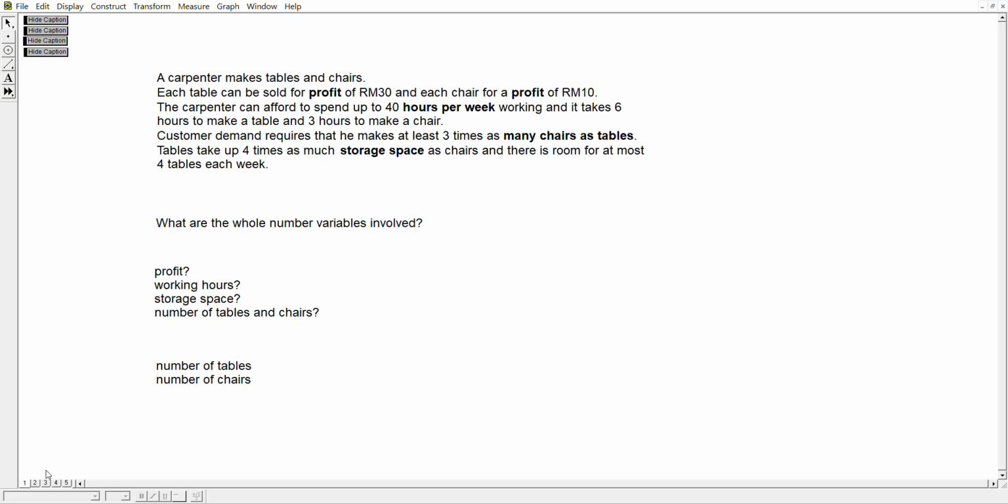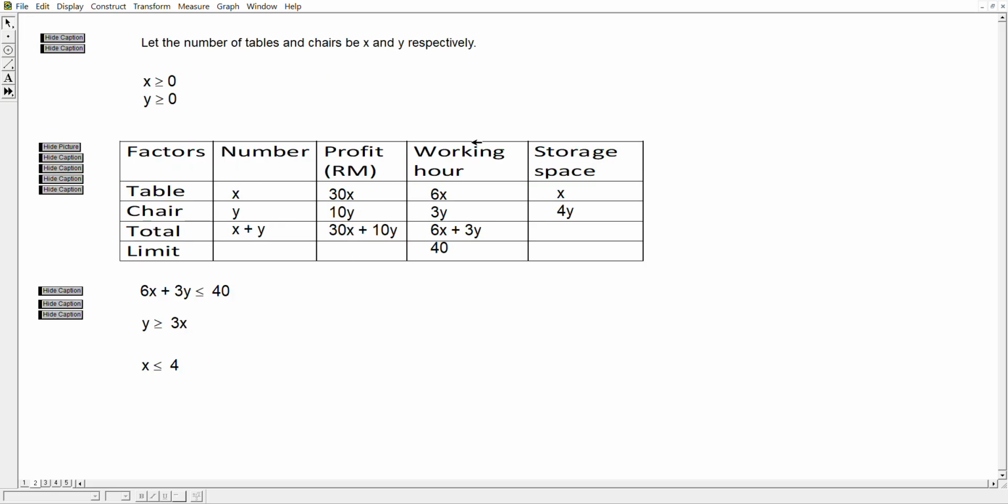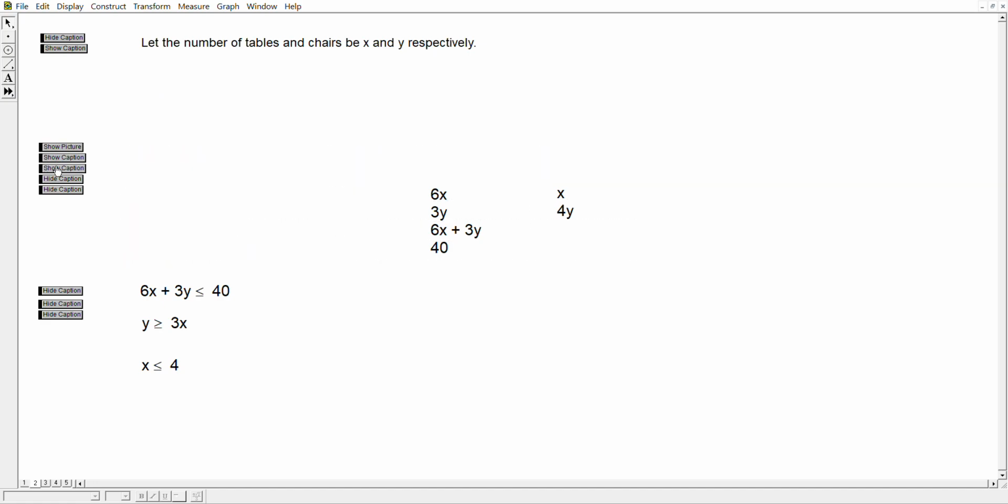Okay, so we are going to the next page. Let the number of tables and chairs be X and Y respectively. Since we have identified the variables, we have to allocate symbols for each of the variables that we need to find. So let X be the number of tables and Y be the number of chairs. The two variables here are X and Y.